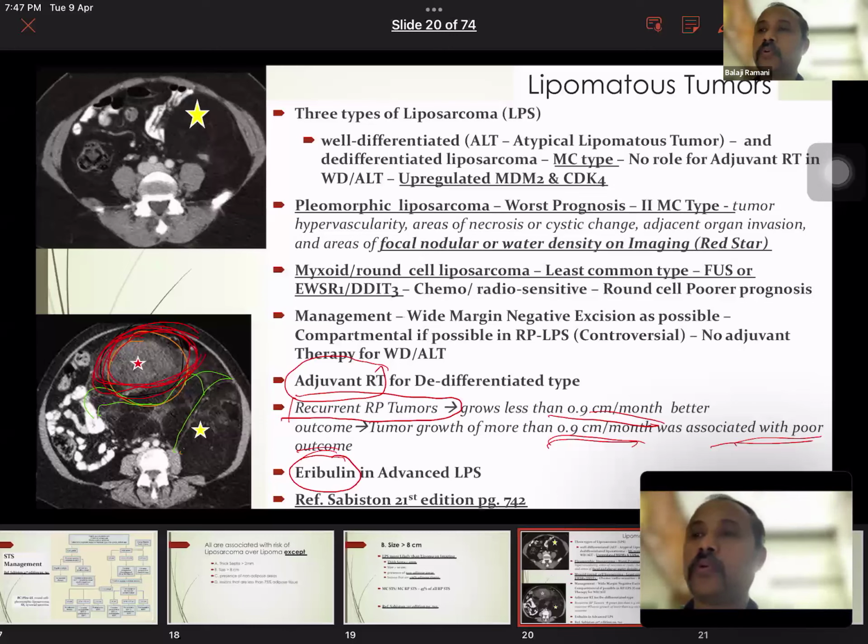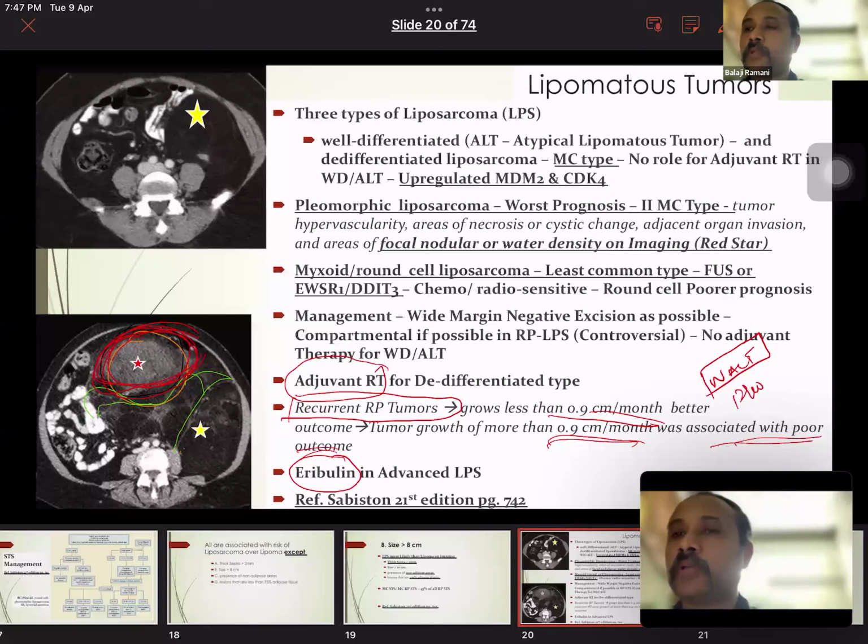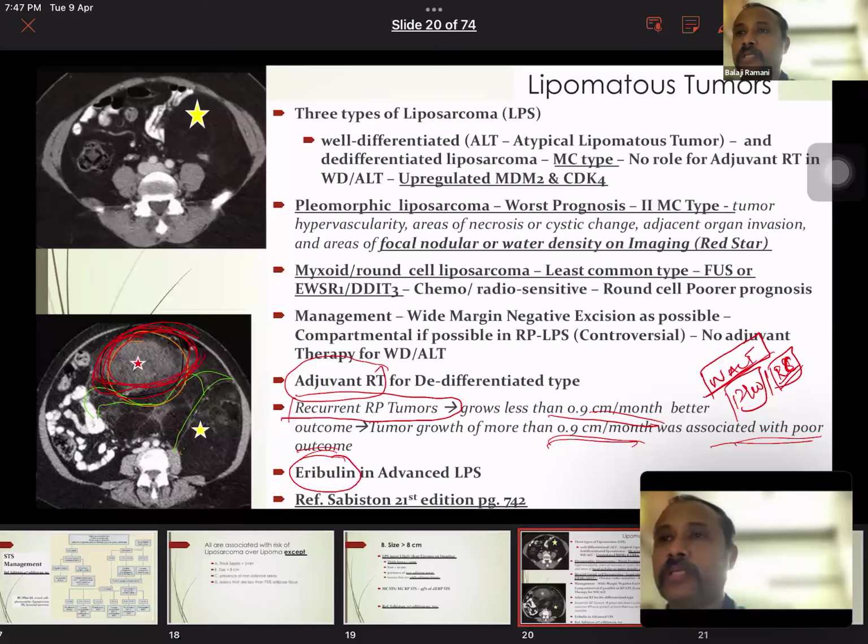liposarcomas, there will be a role for giving neoadjuvant chemotherapy also, when you consider whether it might be pleomorphic or not pleomorphic, especially for the myxoid round cell type we can consider it, and pleomorphic also sometimes we can consider. So in the high grade liposarcomas, you may consider putting the patient on neoadjuvant chemotherapy and then following it up by excision.